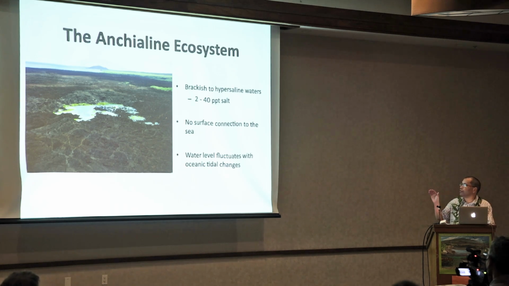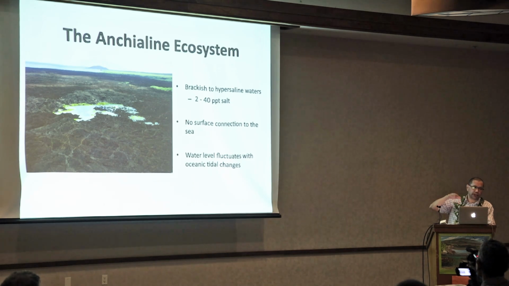And so if you go across some of these habitats in the Hawaiian Islands, what you might see is these landlocked pools of water that are fluctuating with tides but have no direct connection to the sea. And having no direct connection to the sea yet fluctuating with the oceanic tides suggests there's some kind of conductivity going on between the ocean and these ecosystems.